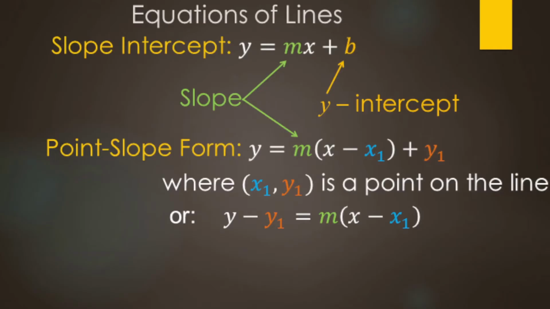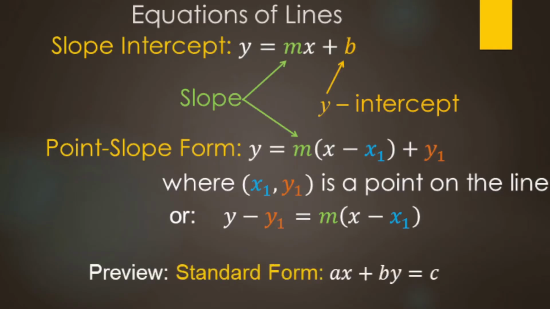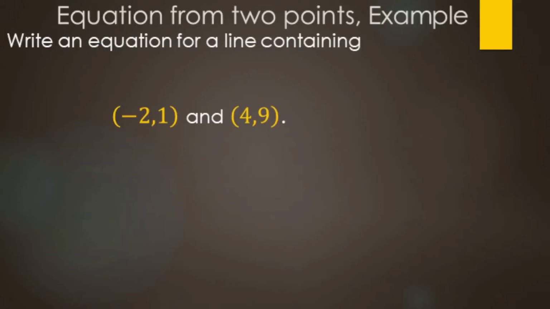Now, there is a third linear equation, and that's standard form. That's going to be ax plus by equals c. That's where you have the x, the y, then the equal sign. Whereas these two up here, it's y equals and y equals. All right, so we're going to go ahead and jump right into an example here.